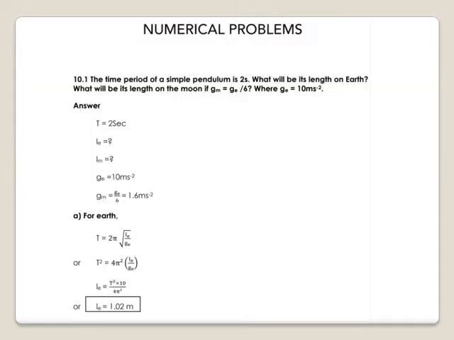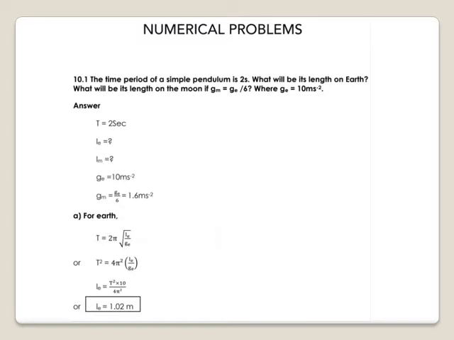Numerical 1. The time period of a simple pendulum is 2 seconds. What will be its length on Earth? What will be its length on Moon? If the gravitational acceleration on Moon is 6 times less as compared to the gravitational acceleration on Earth, whereas the value of gravitational acceleration on Earth is 10 meter per second square.